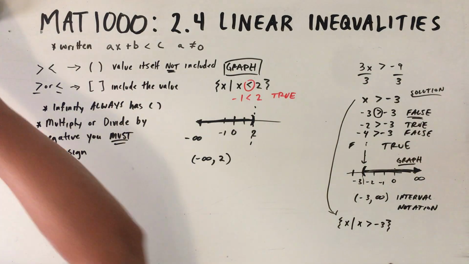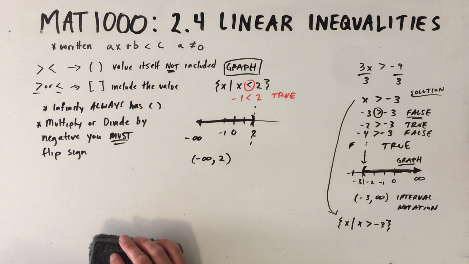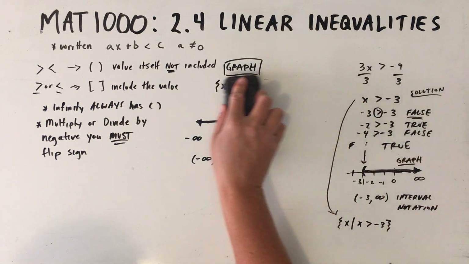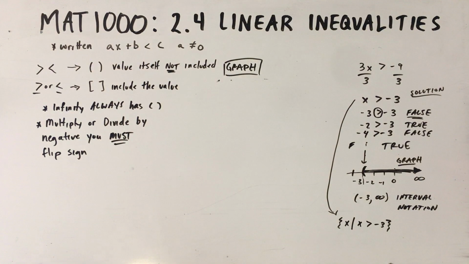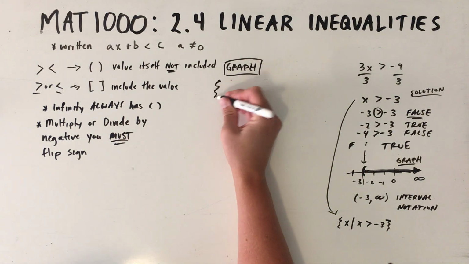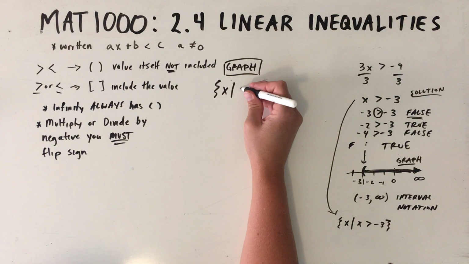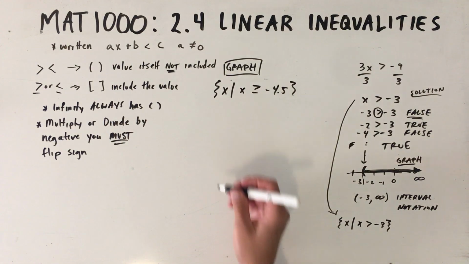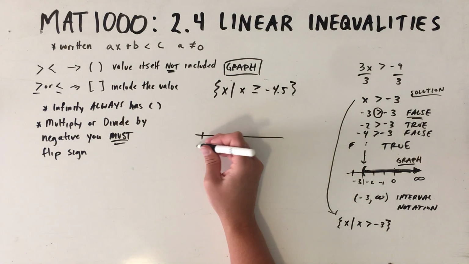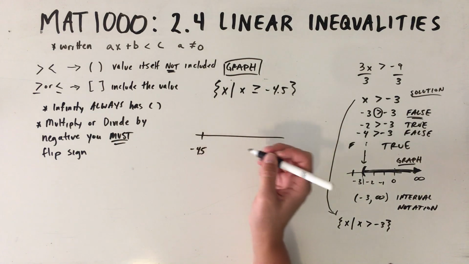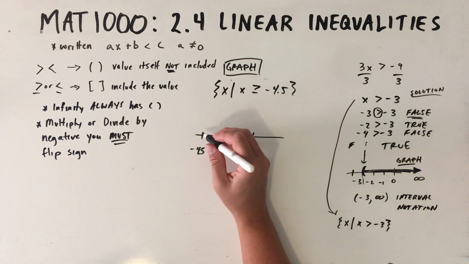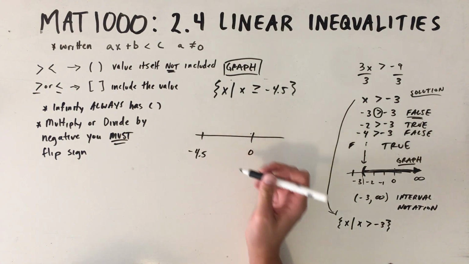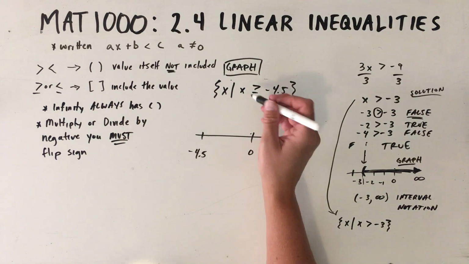Okay, let's do a couple more of these with fractions and decimals. Okay, graphing: x is such that x is greater than or equal to negative 4.5. So I'm going to get my number line out here. I've got negative 4.5 as the point I'm looking at. Negative 4.5. All right, well, I'm going to plug in 0.